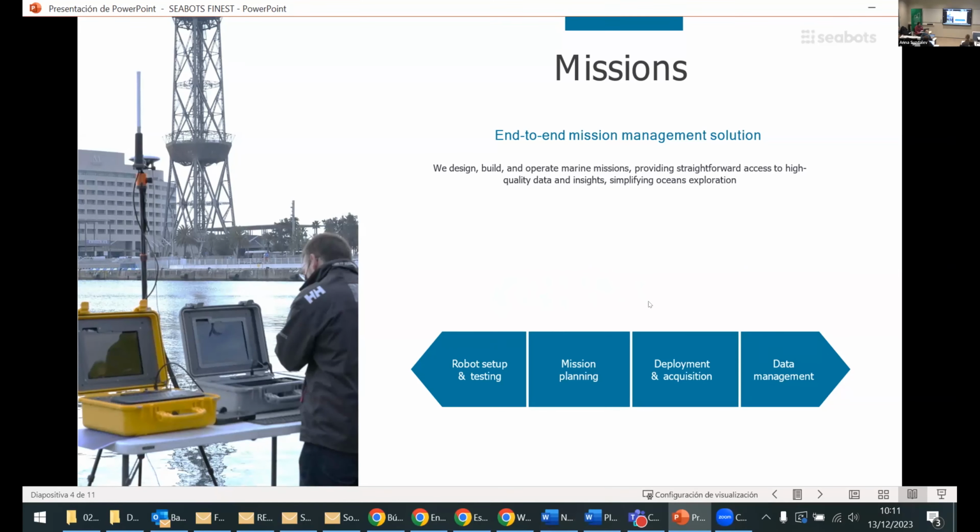The next step is the data acquisition. All the data collected by the robots can be monitored from any location. If the robot is working in Estonia, I can see the data in real time from Barcelona. This is a very crucial point. And finally, we have the data management, which means that we convert this data into high value data on demand. I'm going to show you different examples.